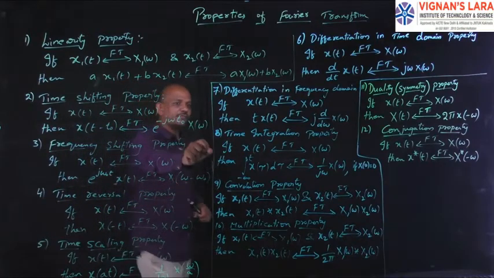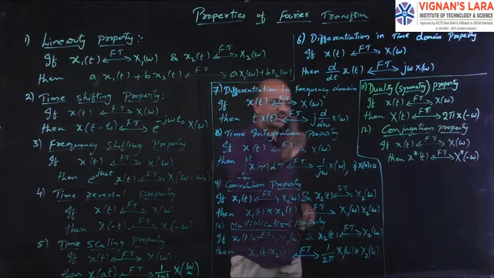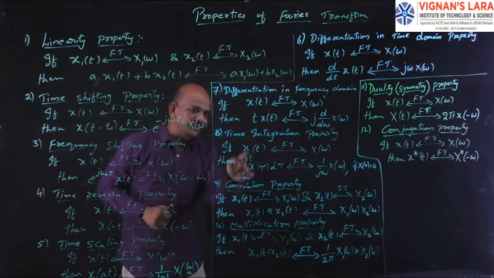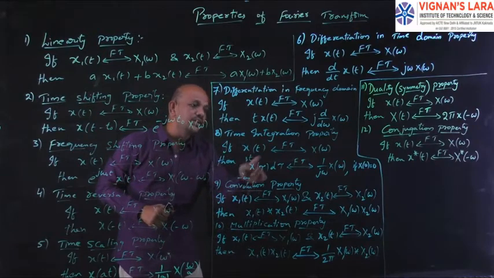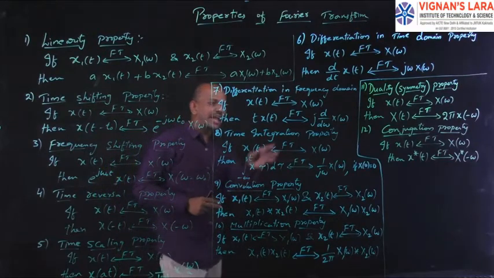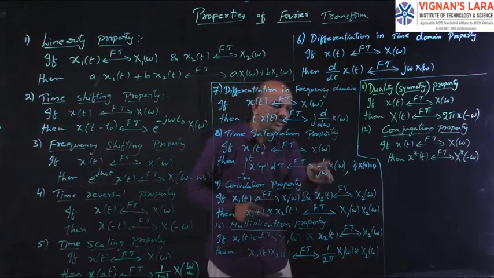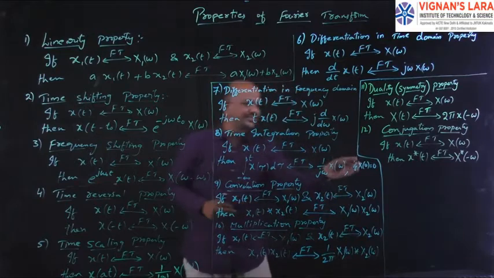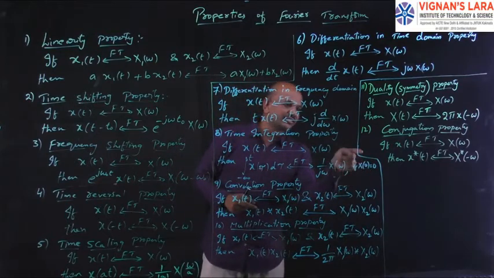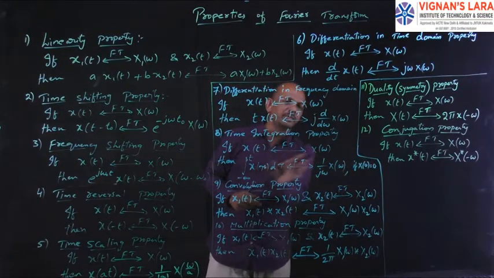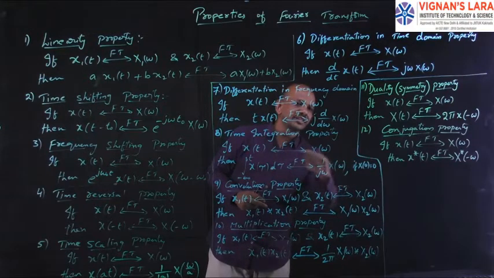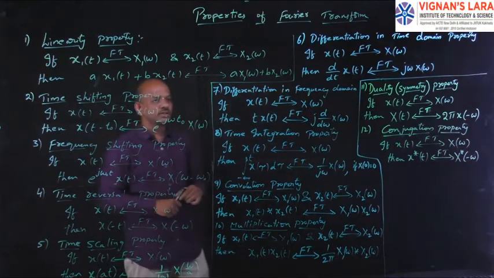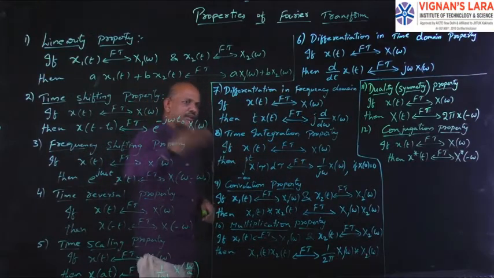That is, if x of t is having a Fourier transform x of omega, then integral from minus infinity to t of x of tau d tau will have a Fourier transform 1 by j omega into x of omega if x of 0 equal to 0. This is an important condition. Here we have to consider x of 0 equal to 0, then only this will be possible. If x of 0 is not equal to 0, then the property will change. So we have to mention or specify this one. I will explain everything when I go for the proofs.